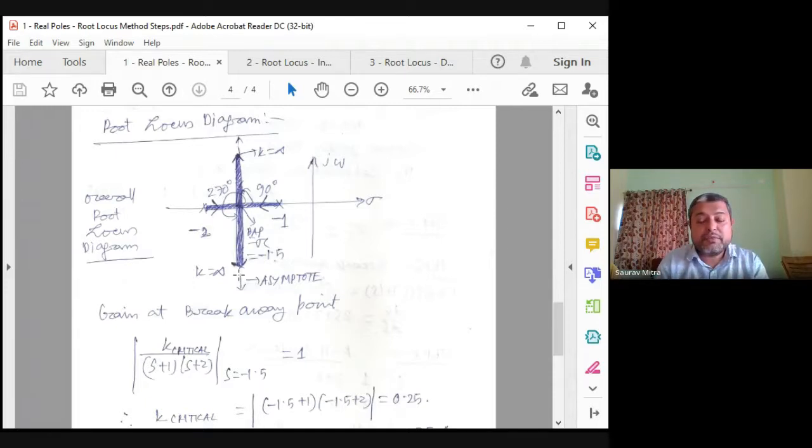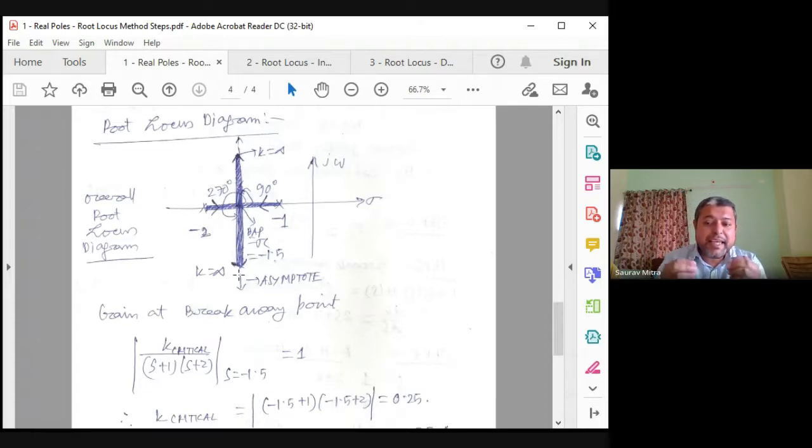So how to find that? You first write 1 plus G(s)H(s) equal to 0. That is the characteristic equation of the closed loop system. From there, find the value of k. So all the terms in s you take to the right hand side, and k will be negative. You find dk/ds, dk/ds equal to 0. As it is a square equation, dk/ds gives 2s plus 3. 2s is equal to minus 3, so s is minus 3 by 2, that is minus 1.5. So in this case, the breakaway point is also minus 1.5.